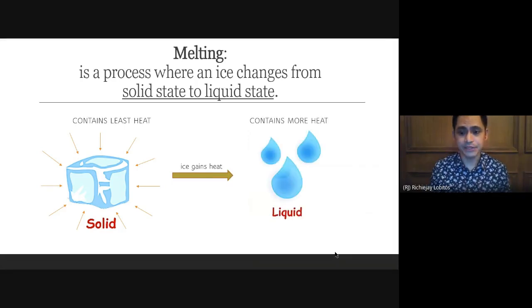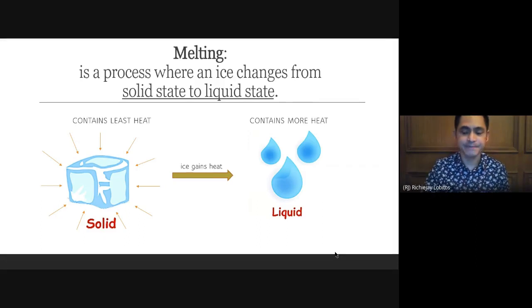And as they melt, they turn their state into liquid. Liquid then contains more heat compared to the ice. So it's very easy. Again, melting is a process where ice changes from solid state to liquid state when ice gains heat from its surroundings, expands, and melts.